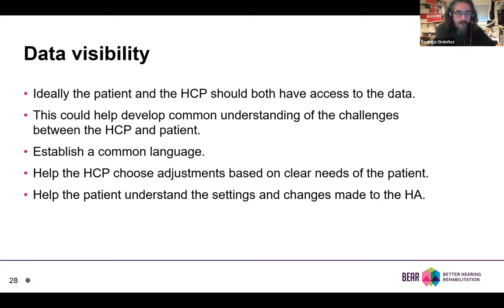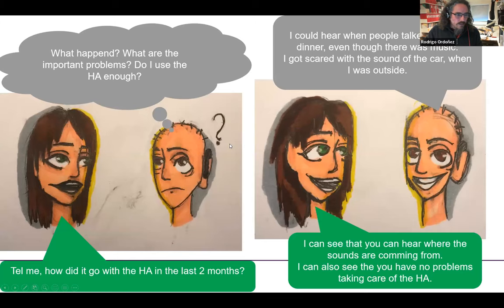So when I'm complaining about, okay, when I go out on the street, everything is overwhelming for me, then the hearing care provider can explain why the setting changes will help me cope with that situation. So to finish, this is my take on what this could help.